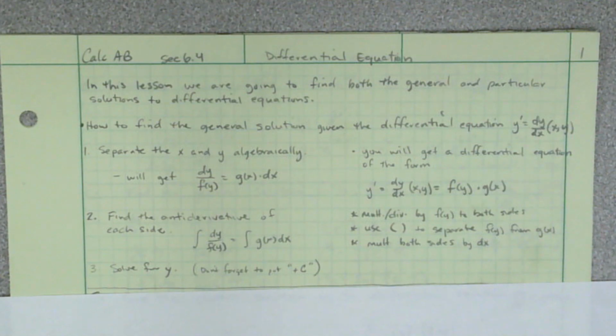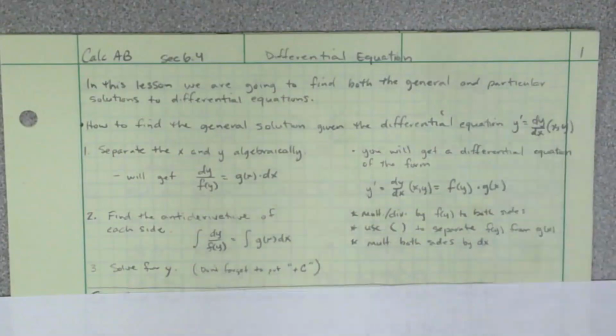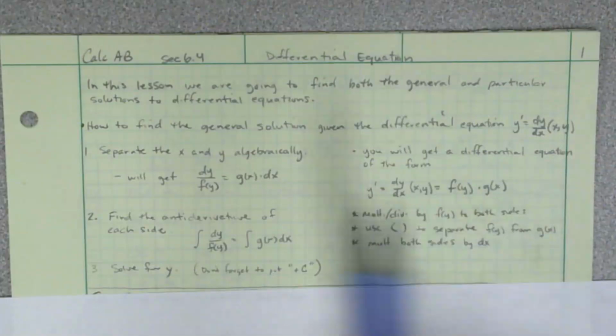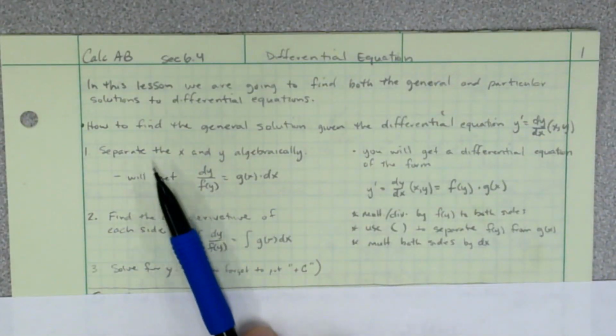Differential equations. In this lesson we're going to be finding both the general and particular solutions to differential equations. So how do we find a general solution to a differential equation of this type, where I have a slope in two variables x and y? What we're going to want to do is what's called separating the two variables algebraically.